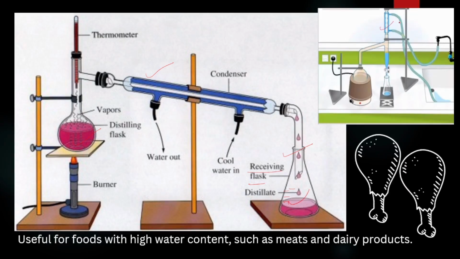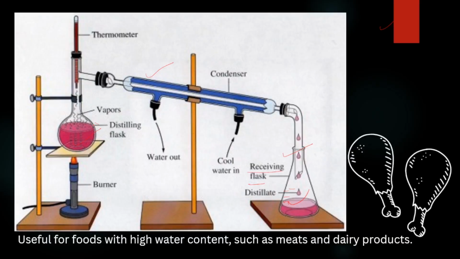Here we can see the condenser. It is connected to a pipe, and the other end is connected to the sink, so that cool water enters the condenser, carries away the heat, and flows out to the sink. This is the outlet of the pipe and this is the inlet of the cool water into the condenser. This condenser removes the heat from the gas or vapor to condense it into liquid. After condensation, we get the liquid drop by drop into the receiving flask.